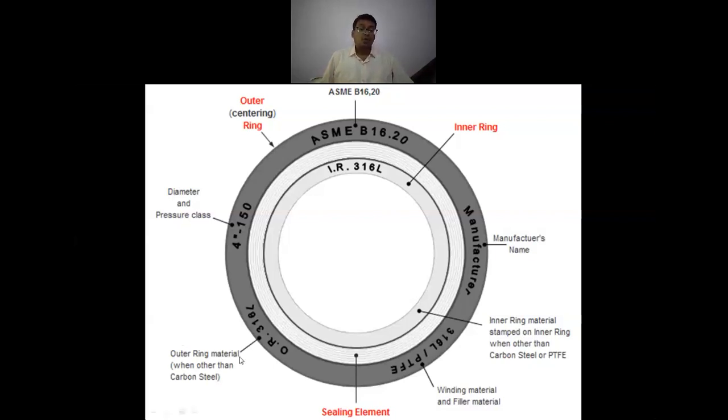Then the outer ring material, in this case it is 316. This is stainless steel 316 and the PTFE. So the winding material and filler material are mentioned. Then the manufacturer's name is also mentioned on the outer ring. Then the sealing element, in the middle. This is the actual performing sealing element. This can be corrugated or this can be a simple material that can be filled.